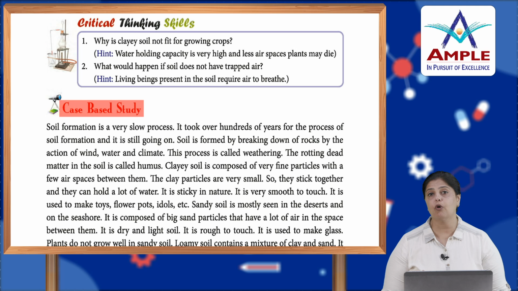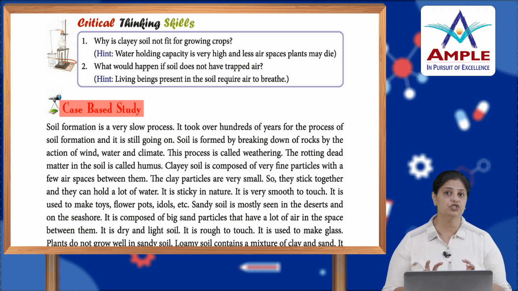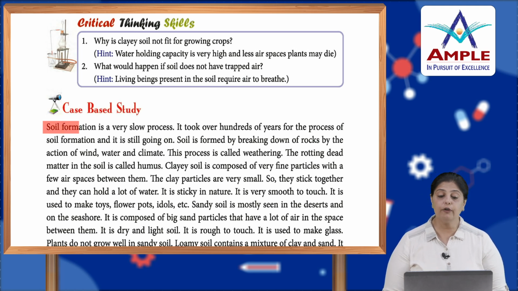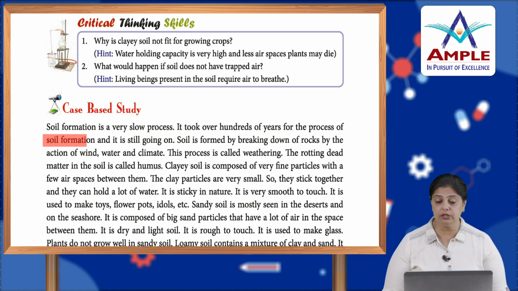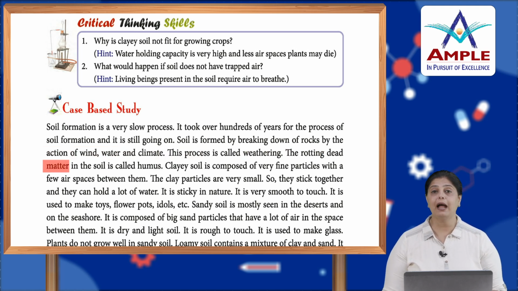This is all we've learned in this chapter already. It's just a gist of it. Soil formation is a very slow process. It took hundreds of years for the process of soil formation, and it is still going on. Soil is formed by the breaking down of rocks by the action of wind, water and climate. This process is called weathering. The rotting dead matter in the soil is called humus.